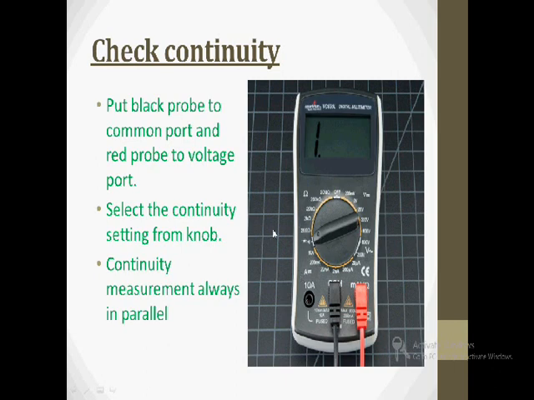Keep one thing in mind, that if you are working near machinery, you may not be able to hear that beep sound. So for that you will see the display. On the display you will get the zero value. Zero value means your wire has continuity and it is not broken anywhere. This is all about the multimeter.